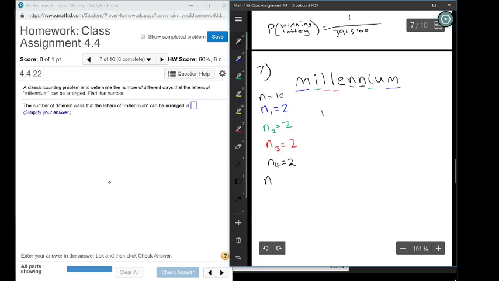So the permutation counting rule for repeated objects is, if you recall, n factorial over n1 factorial times n2 factorial times the factorial of all the objects that are repeated more than once.